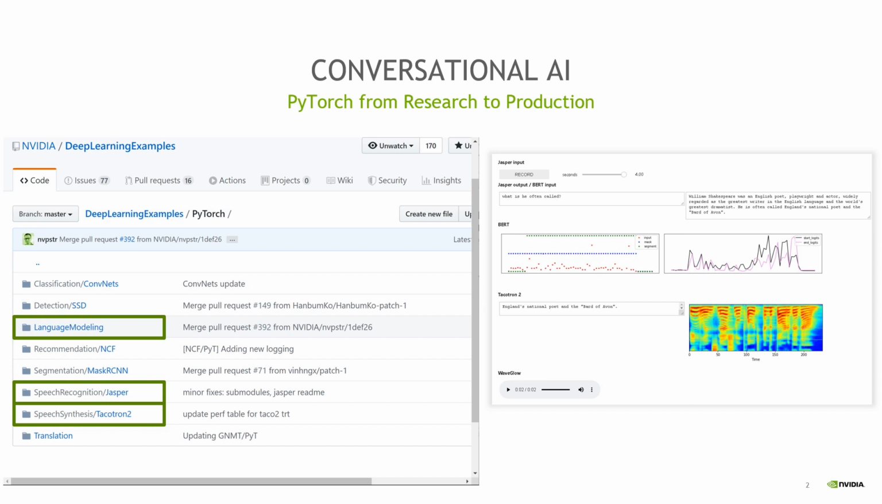In this repository, we have various models implemented in frameworks such as MXNet, TensorFlow, and PyTorch. And as you can see over here, we have the ingredients to build our conversational AI system, which is language modeling, speech recognition, and speech synthesis. So I'm going to show you now a demonstration of what we have achieved.